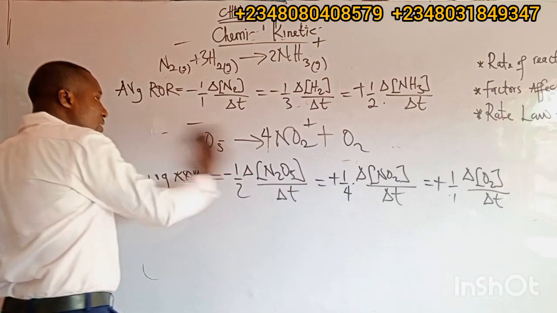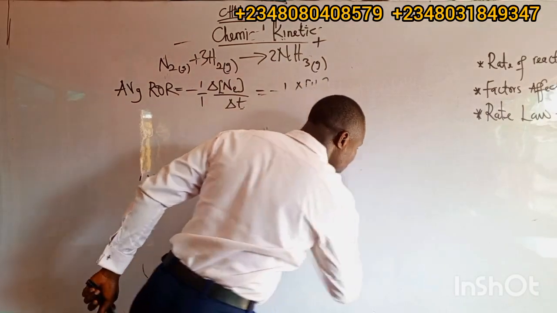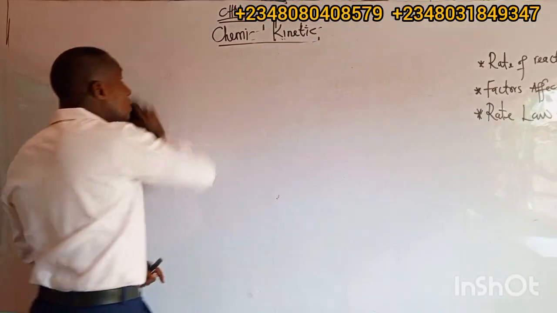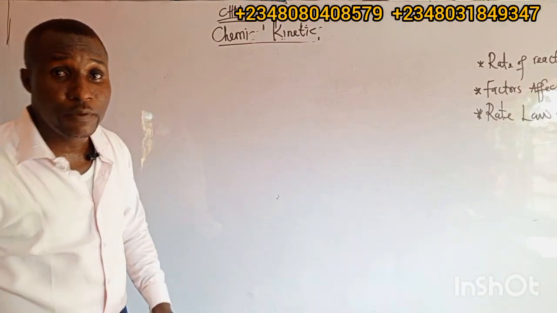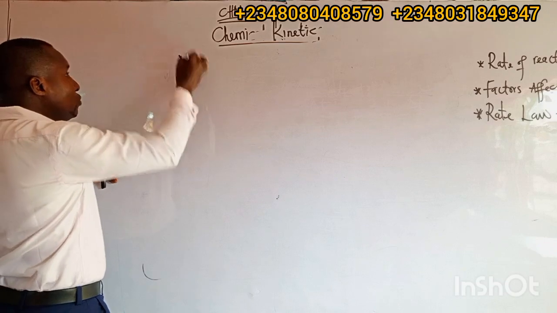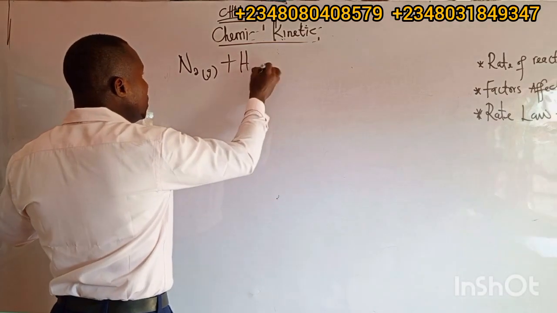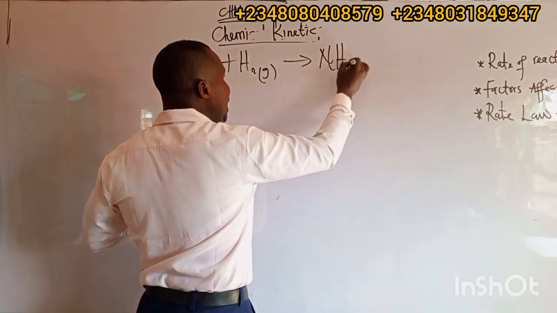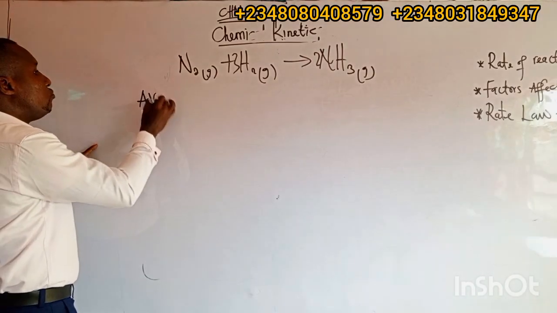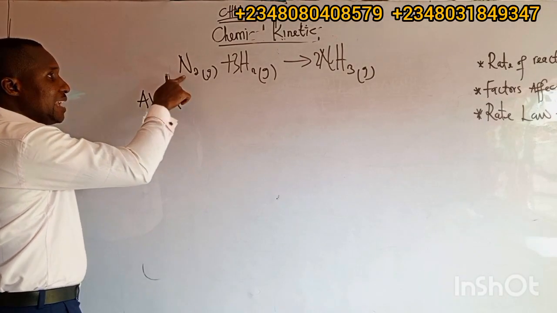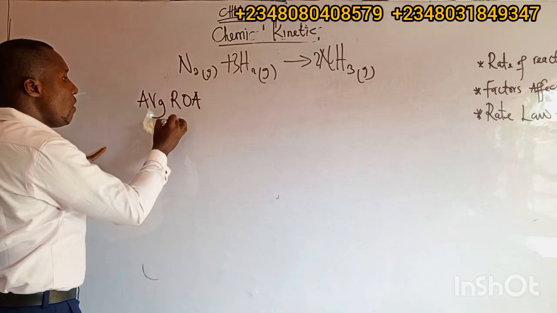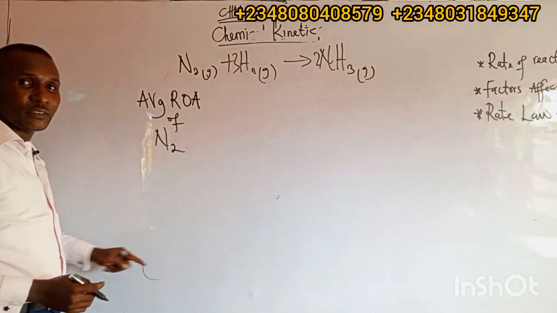Let me take that one first, because there is a lot of calculation on it. We have a lot from A-level, Cambridge. For example, when you have N2 gas plus H2 gas to give ammonia gas, balance: 1, 3, 2. What is the average rate of nitrogen gas disappearing? Hydrogen gas disappearing? Average rate of appearance of ammonia?